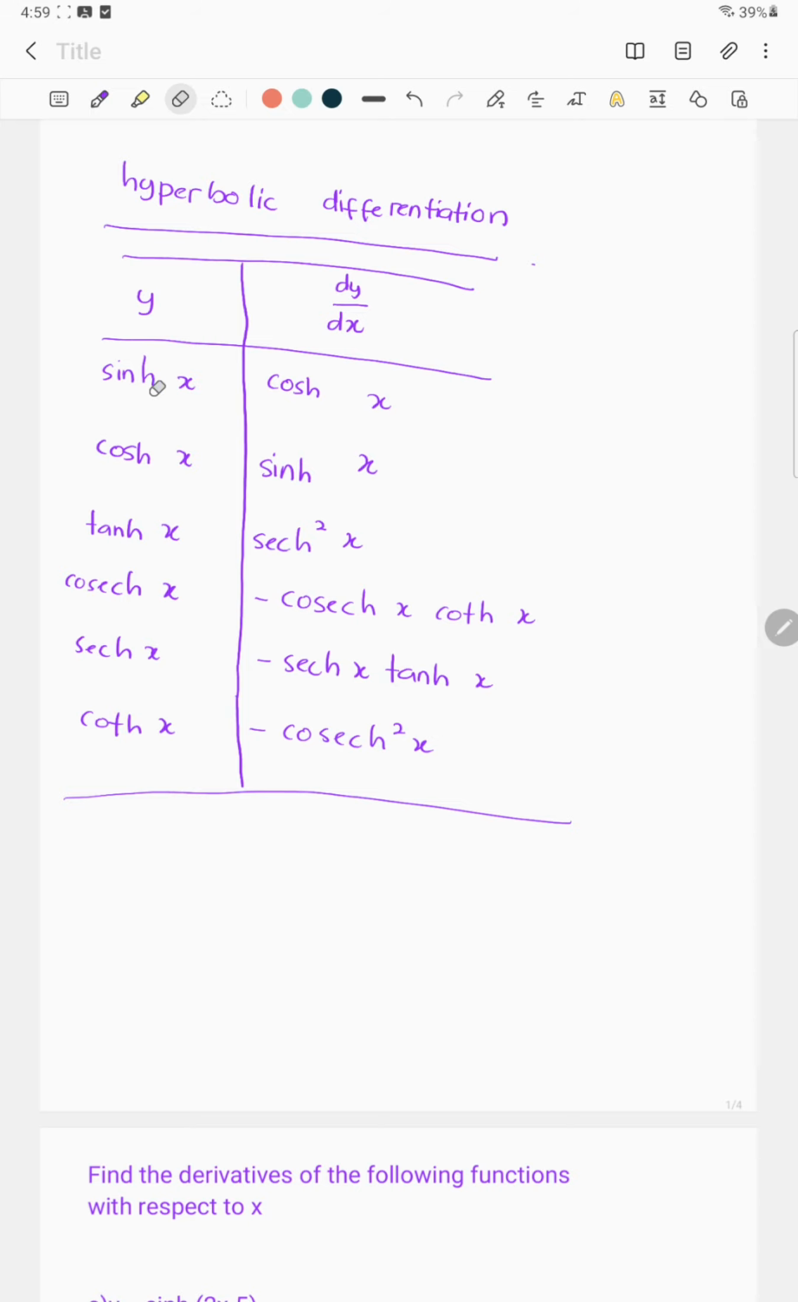So if we differentiate sinh, we get cosh. If we differentiate cosh, we get sinh. If we differentiate tanh, we get sech squared x, and so on. Okay, now we go for the question.